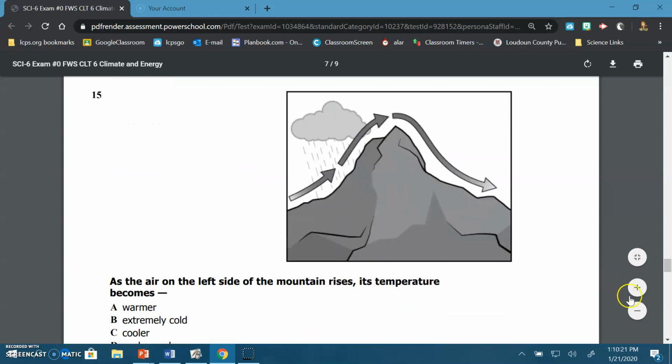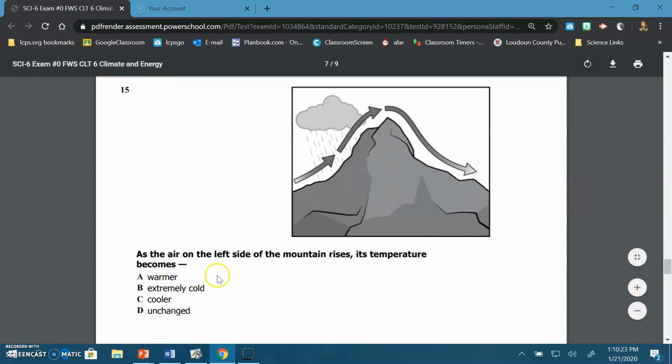Number 15. As the air on the left side of the mountain rises, its temperature becomes A. Warmer, B. Extremely cold, C. Cooler, or D. Unchanged. So the left side is this side of the mountain as it rises.